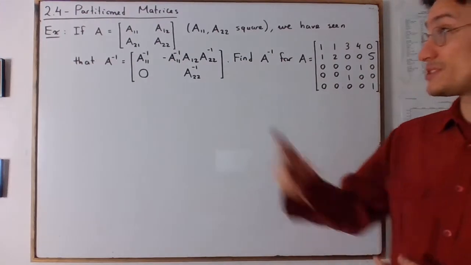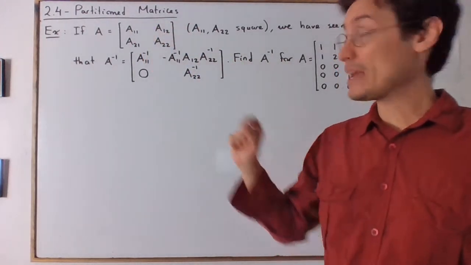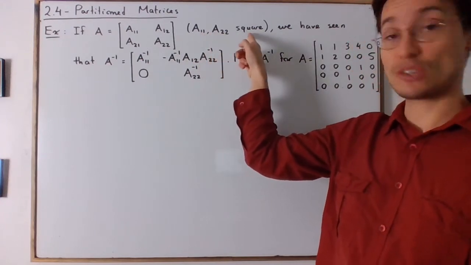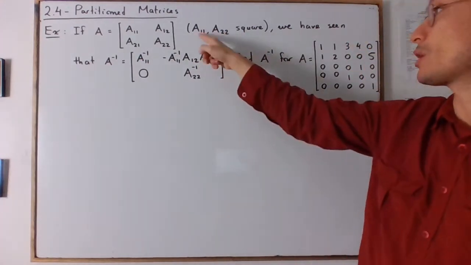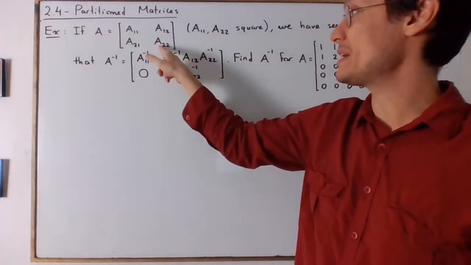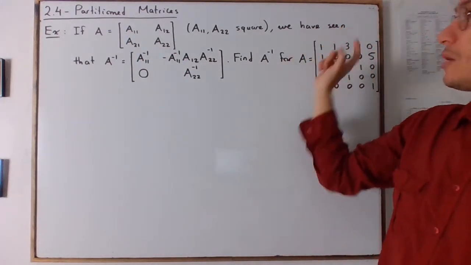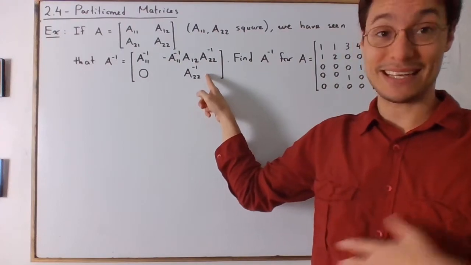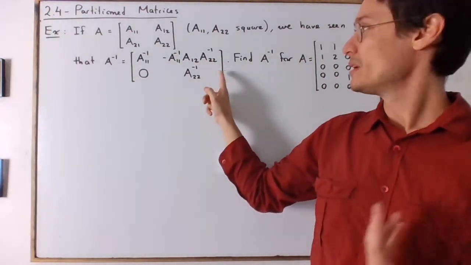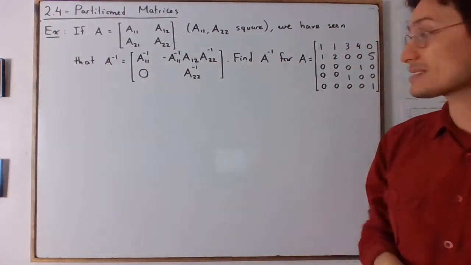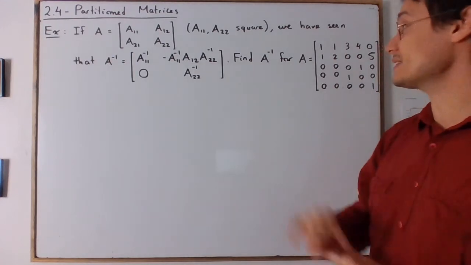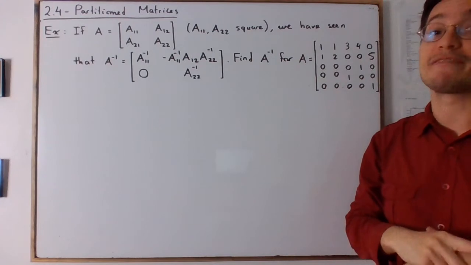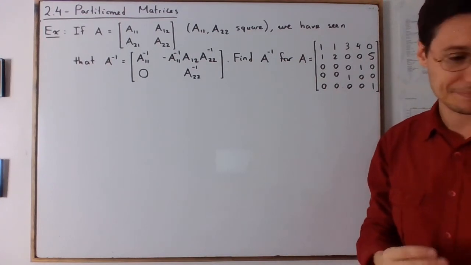And here it is. So in class, we have seen that if we have a matrix like this, where A11 and A22 are square, so these two elements in the diagonal, we can write the inverse of A like this in blocks. We saw this example in class, and what we want to do now is to use it to find the inverse of this big 5 by 5 matrix.